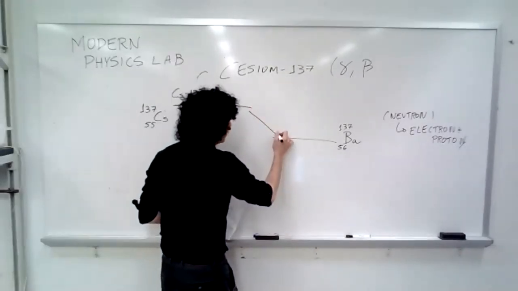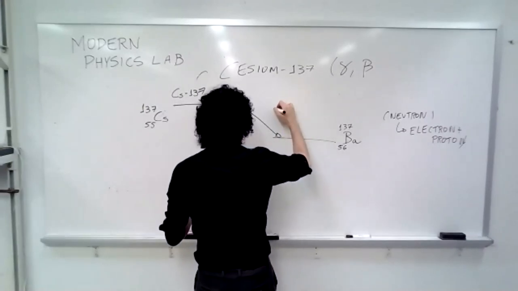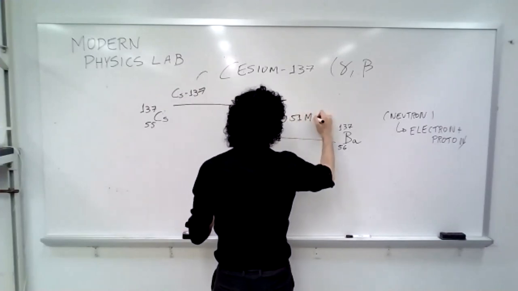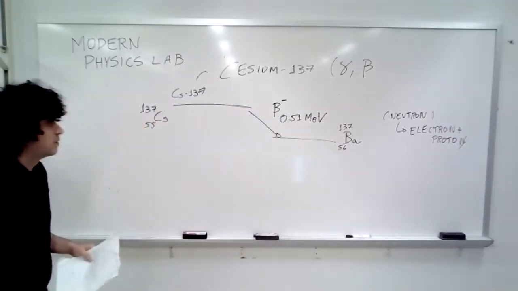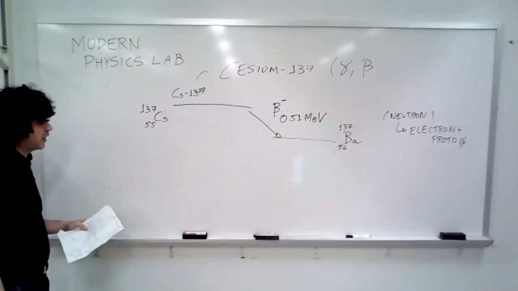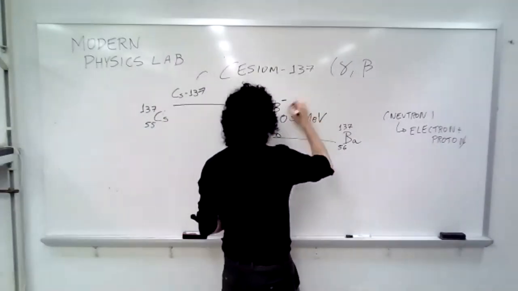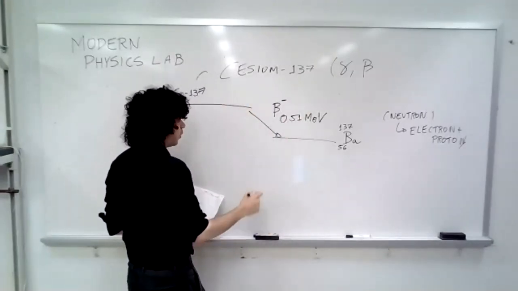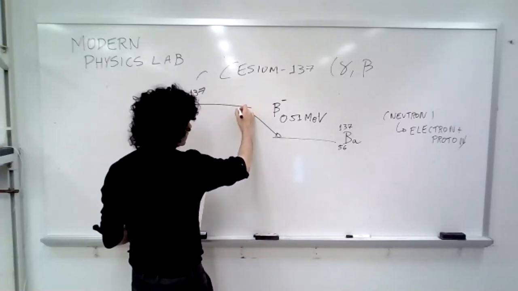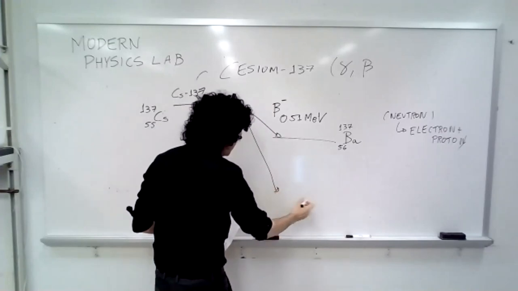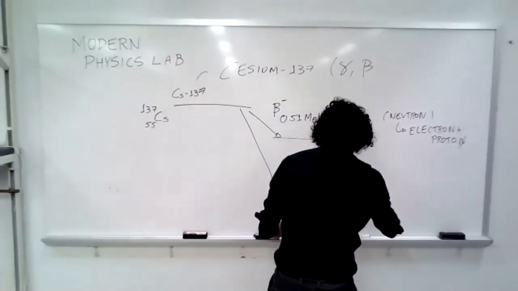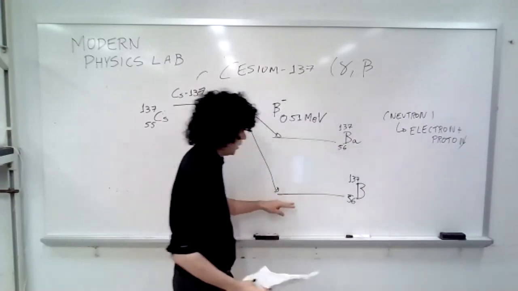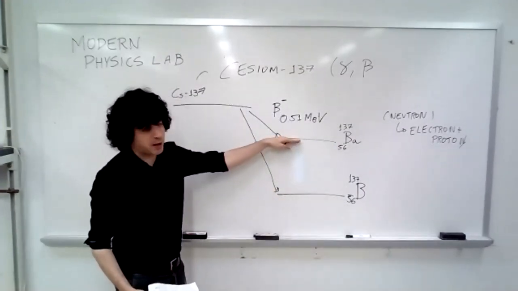In this decay here, we will need the gamma, the beta particles, with an energy of 0.51 mega electron volts. And it happens that it has actually two paths. So it can go this way, or it can go in another direction. So it can decay also into a barium particle, the same, but with lower energy. So this is another state of the barium atom.